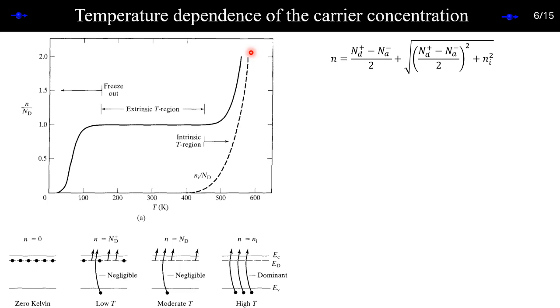So there are three regimes. Sorry, this is intrinsic because you have doped it, but the material is not behaving like an extrinsic material. It is behaving like an intrinsic material at very high temperature. So this is the intrinsic temperature region, this is the extrinsic temperature region, and this is the freeze out region. This is very important. There will be questions on that.